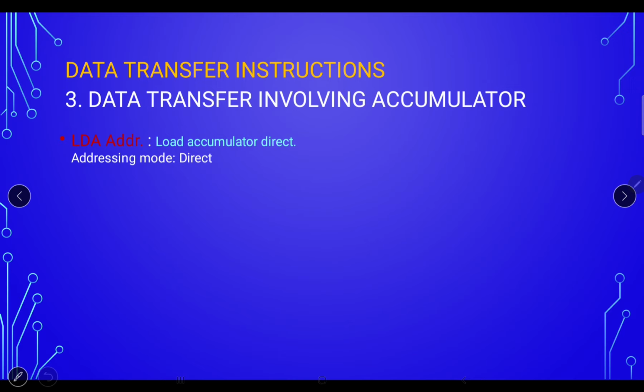So, first one is LDA address. LDA stands for load accumulator, and as we are providing address in the operand, so it is load accumulator direct. So, here the value at the address is copied to the accumulator and it belongs to the category of direct addressing mode.